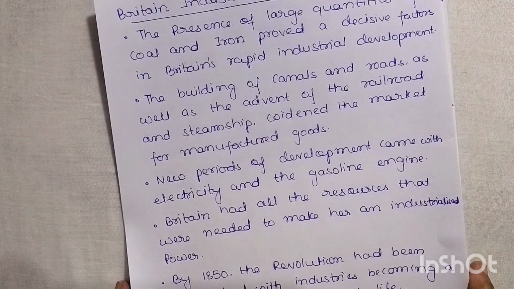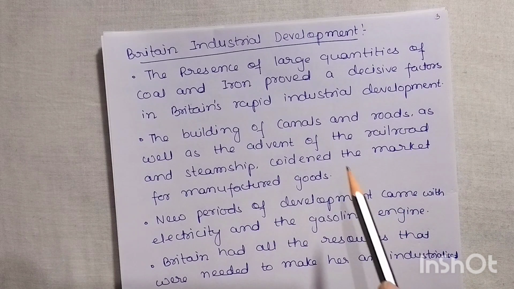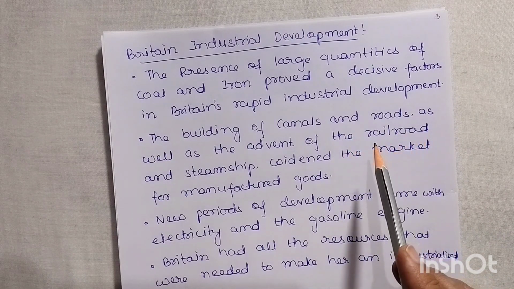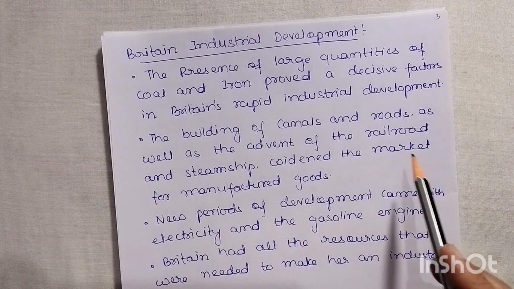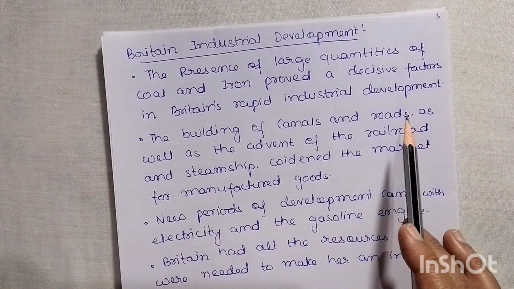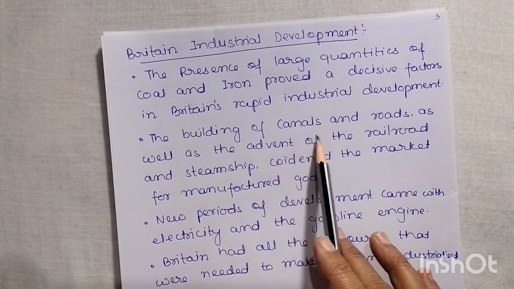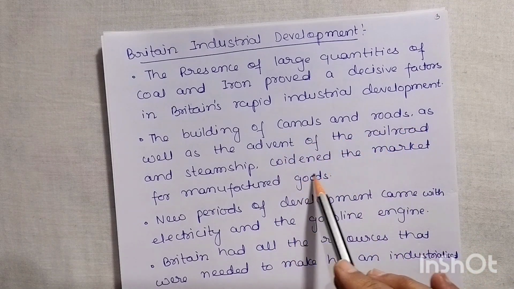Not only this, we will see Britain's industrial development. The presence of large quantities of coal and iron proved a decisive factor in Britain's rapid industrial development. Since the presence of coal and iron made Britain a very good place for rapid industrial development.